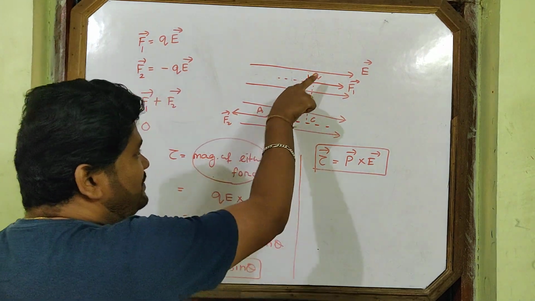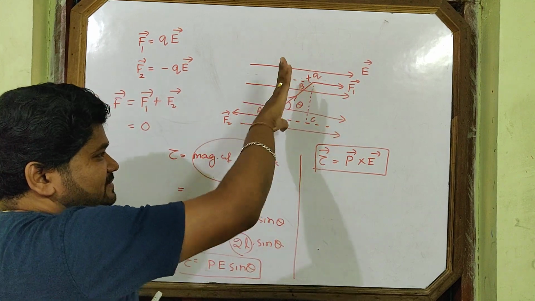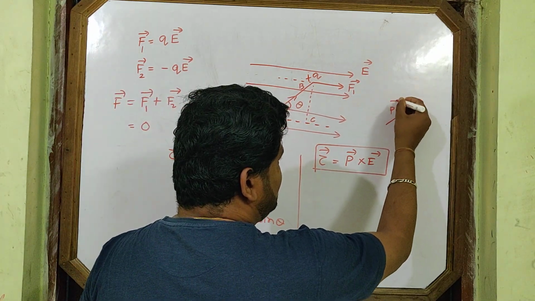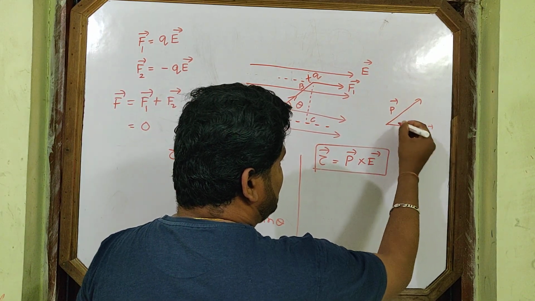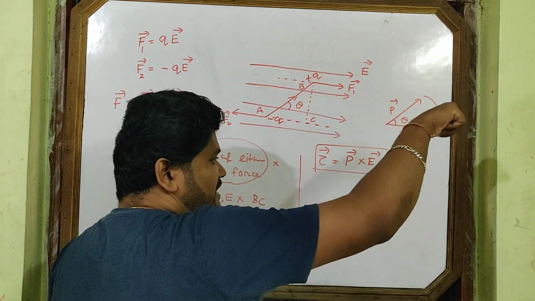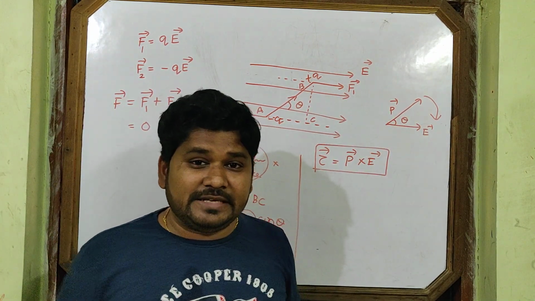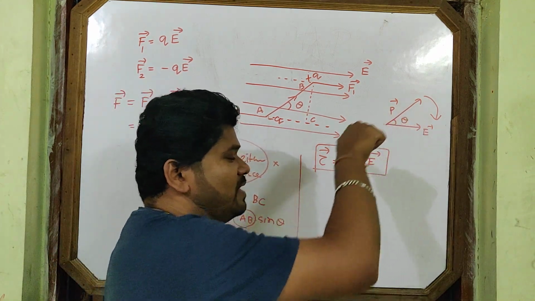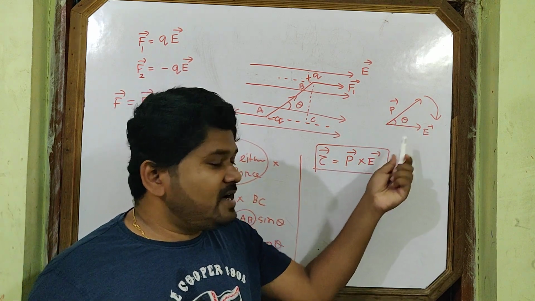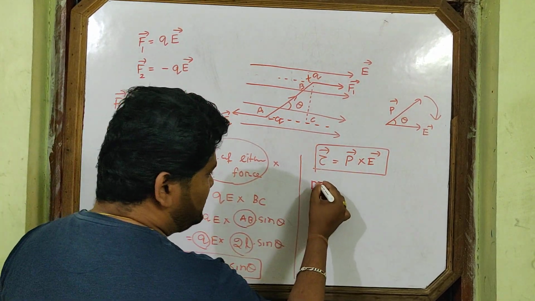Here is the dipole moment. Here is the electric field. You see the dipole moment and electric field. You can do it like this. Torque will be perpendicular to the plane, inward. If this is the dipole moment, this is the electric field, the angle between them is theta, and you rotate like this, P cross E. Where is the torque direction? Perpendicular to the plane inward. You can mention perpendicular to the plane inward, or you can write perpendicular to the plane containing P vector and E vector. So this is about direction.